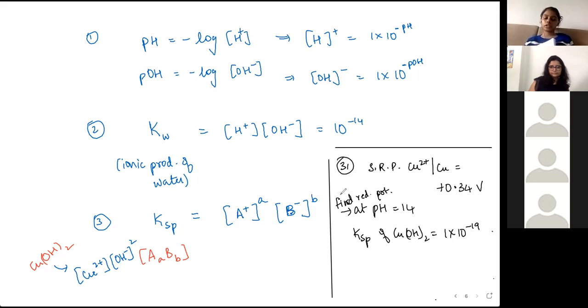Ma'am, when it says standard reduction potential, that means our cell representation will be Cu2+ line Cu, and then the standard reduction potential representation, right? Yeah. Essentially, what you need to get out of this is basically E. So at standard condition it is 0.34, you just need to find out the value when the concentration has changed. So we'll use the Nernst equation to get it, right?